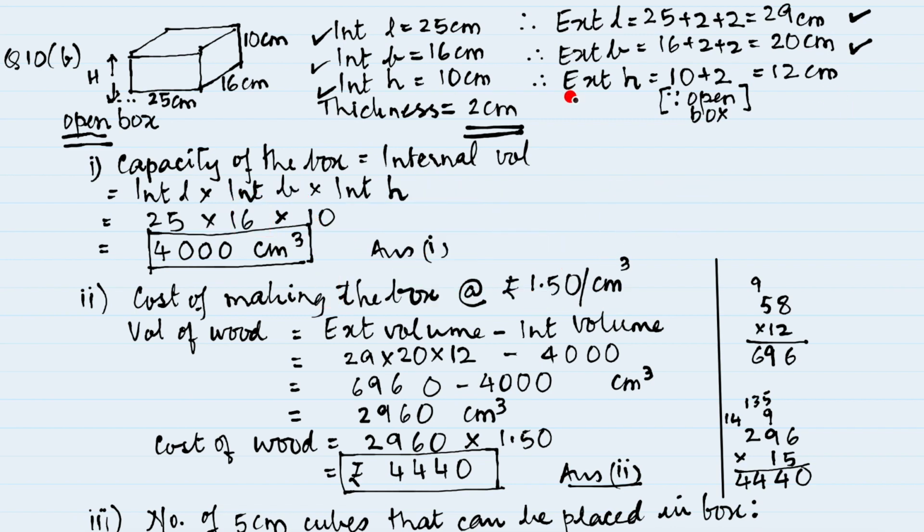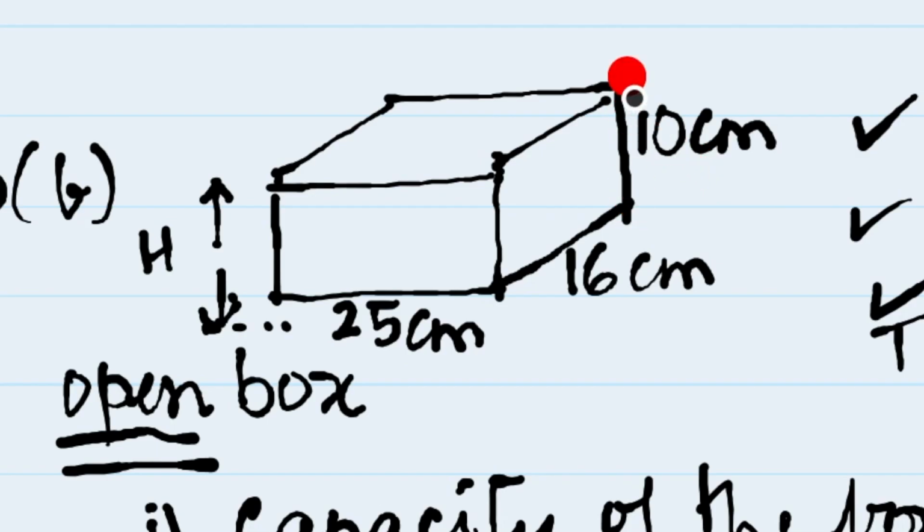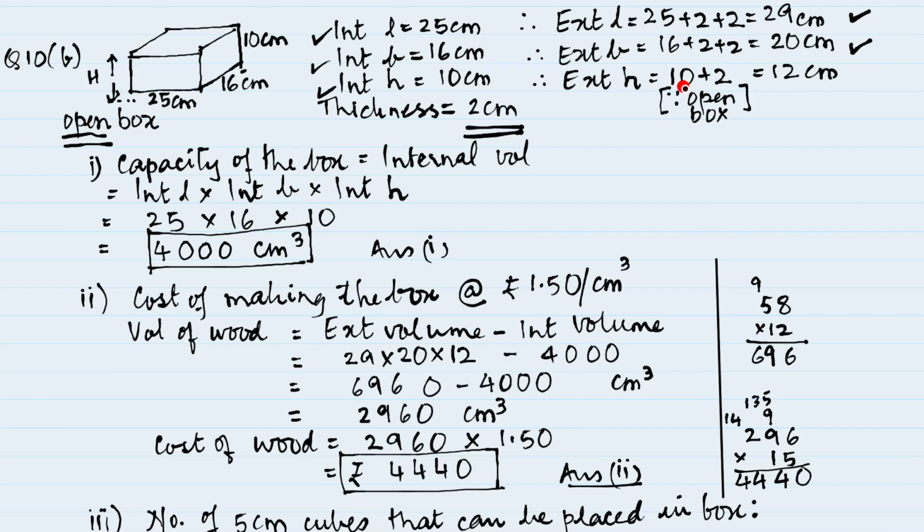Okay. Now we come to external height. This is your internal height. External height will be from here, it will be 2 centimeters more lower, but because it's an open box, on top there will be no lid. So you cannot take this thickness here. So can you see, I have not taken 10 plus 2 plus 2. What have I done? 10 plus 2 only, that is 12 centimeters. And this is the important step here. Got that? If you understood this, let's move on to capacity of the box.